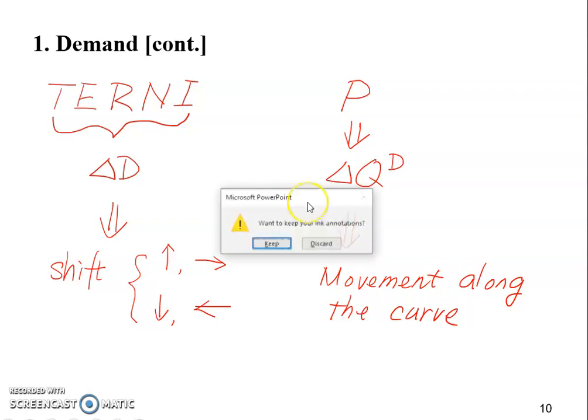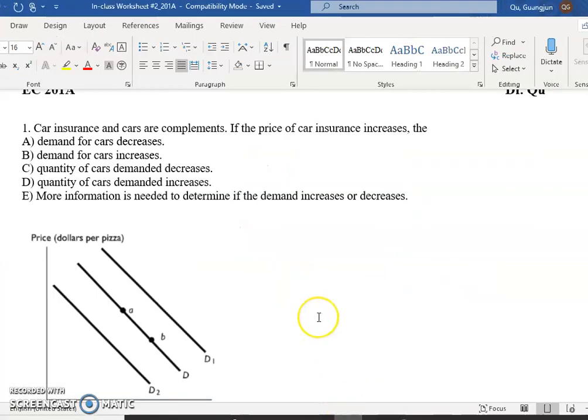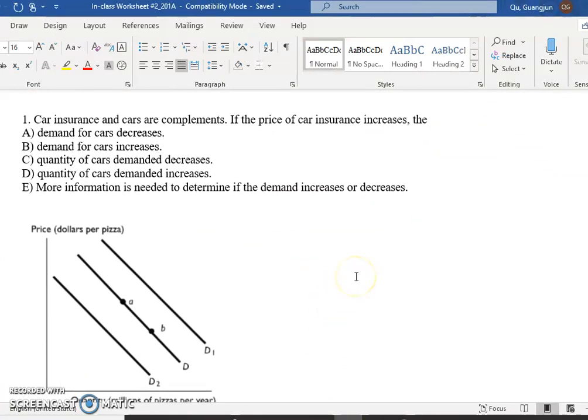Now here, let's take a look at several quick examples on this worksheet number 2, and see how we are supposed to apply the TERNIP or that flow chart to real-world examples. Now here, question number 1, car insurance and cars are complements. If the price of the car insurance increases, then what's going to happen? Now, the first thing we need to figure out is which one is our good.